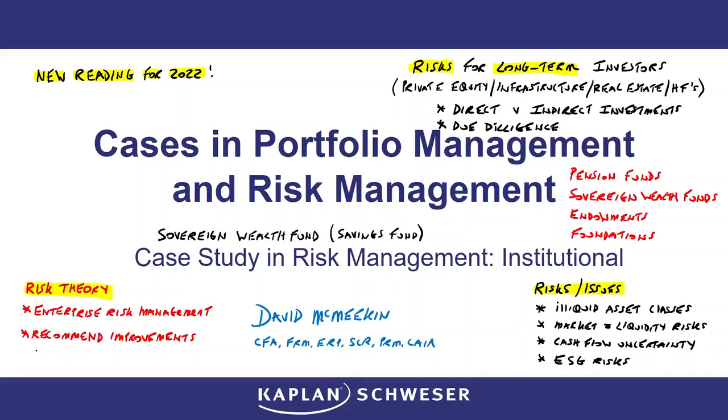Now, as far as the key risks that this new reading picks up on, the first one is going to be illiquidity. You think about private equity, real estate, infrastructure, and also hedge funds as well. Hedge funds are very well known in terms of having lockups. This could be perhaps a 2-year lockup when no withdrawals are allowed. And even beyond that period, after the 2-year period might be up, talk about a gate.